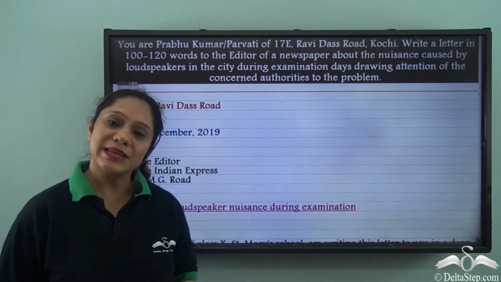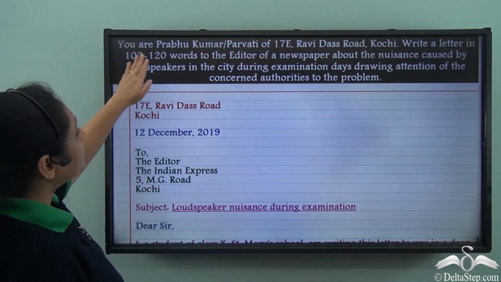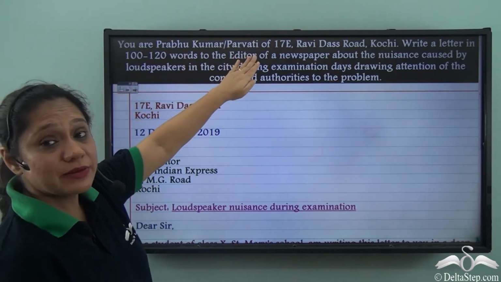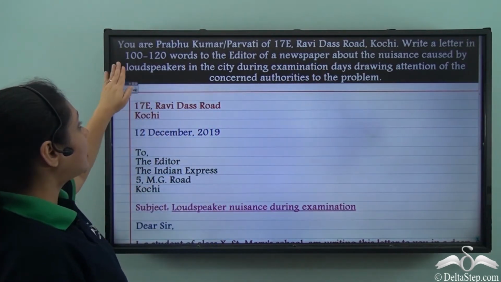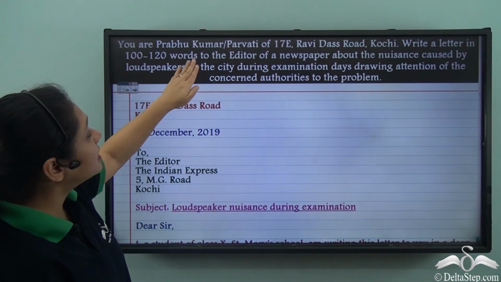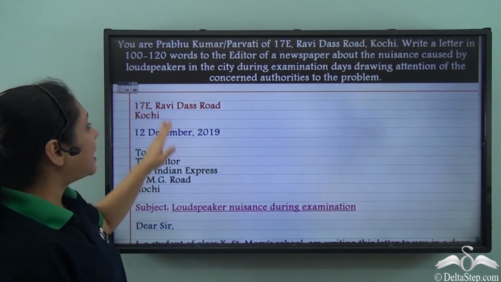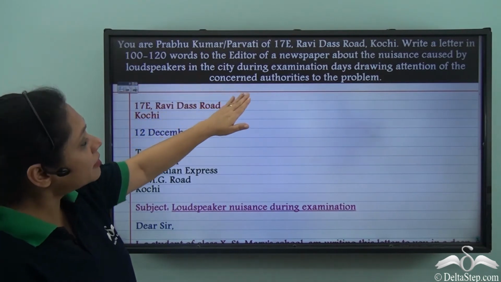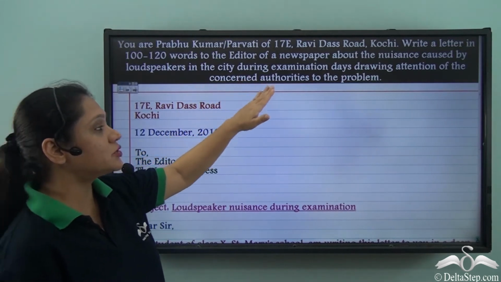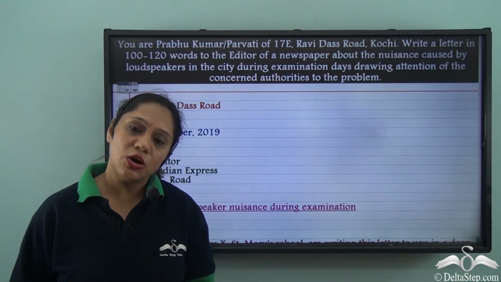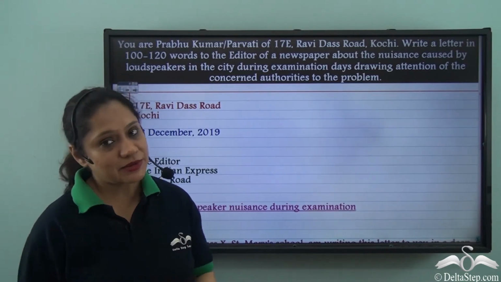Now let us look at a sample question asking us to write a formal letter. You are Prabhu Kumar or Parvati of 17E Ravidas Road, Kochi. Write a letter in 100 to 120 words to the editor of a newspaper about the nuisance caused by loudspeakers in the city during examination days, drawing attention of the concerned authorities to the problem. So let us look how we will write a formal letter based on the guidelines that we have learned.